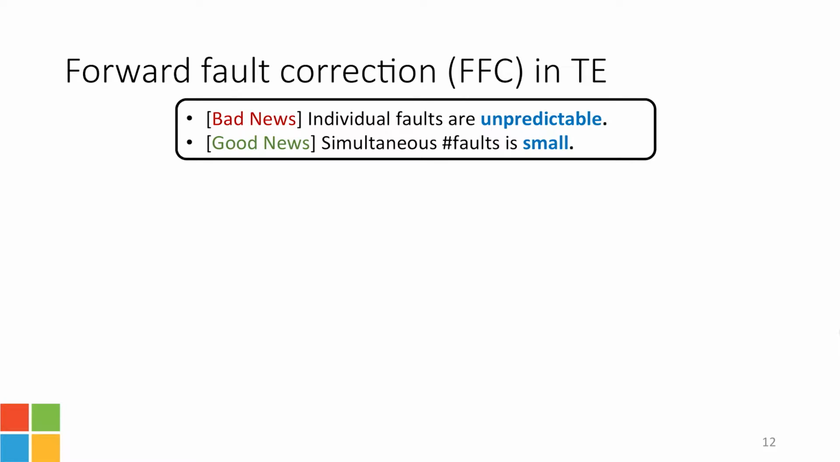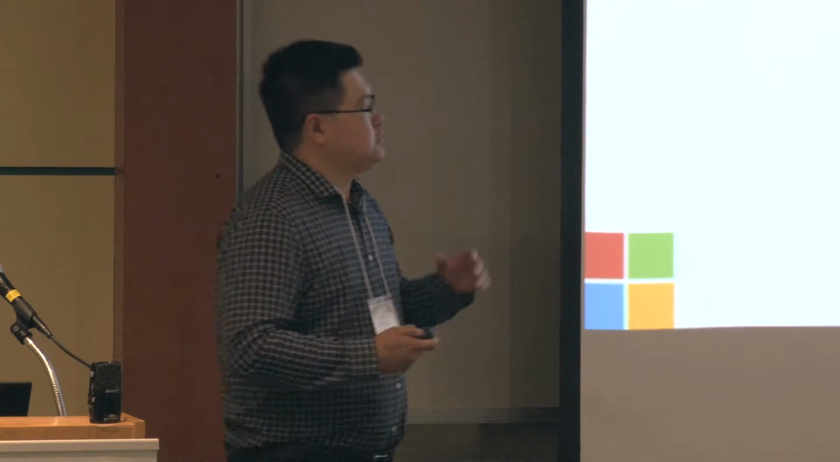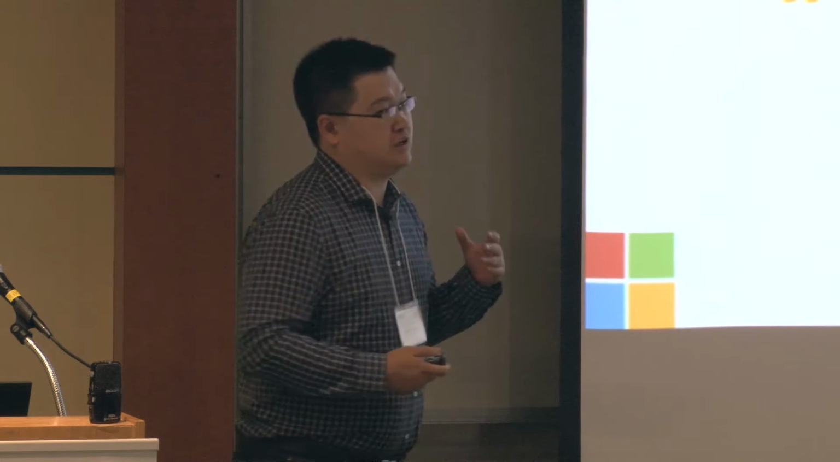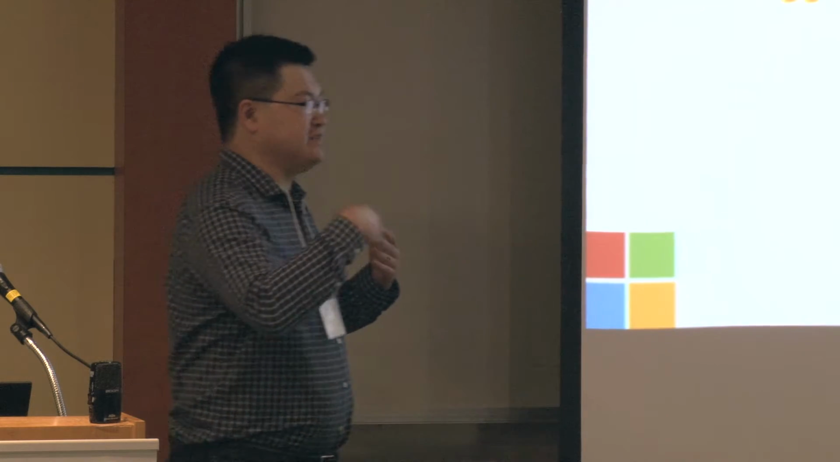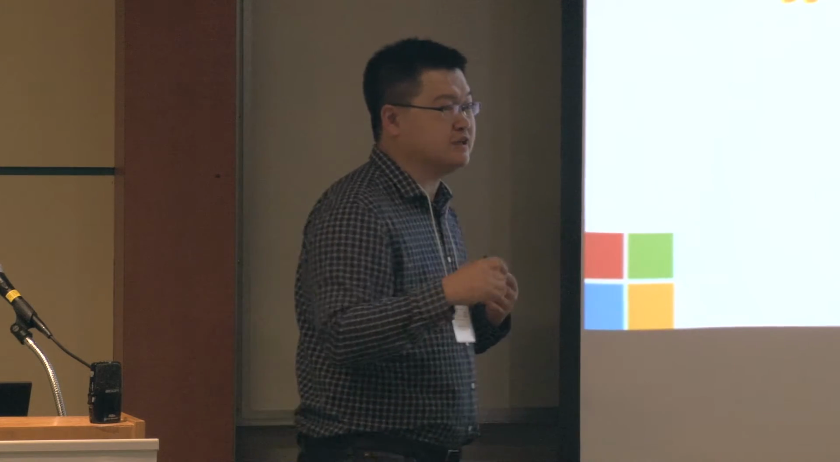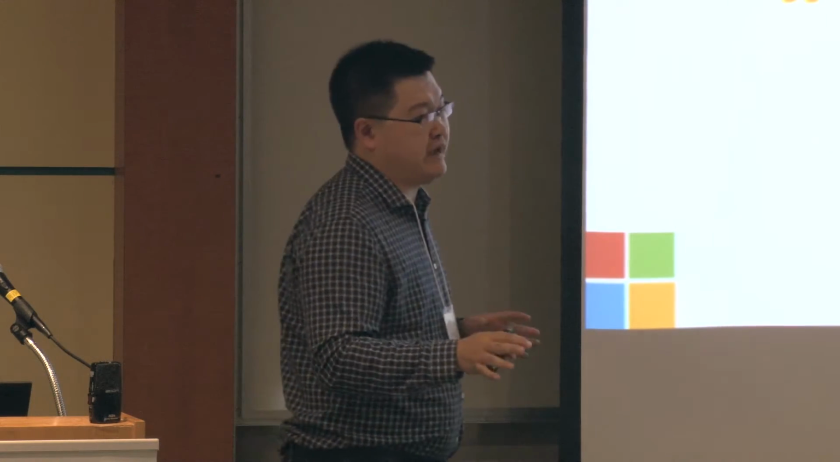So if we go along this way, we are facing a challenge: no one knows what exactly will happen in the next 5 minutes, because individual faults are really unpredictable. But we also have some good news, because in the next 5 minutes, the number of simultaneous faults should be small. And this reminds us of a very similar case in communication. When the sender sends some packets to the receiver over a lossy channel, it's almost certain that some packets will get lost, but you never know beforehand which packets will get lost.